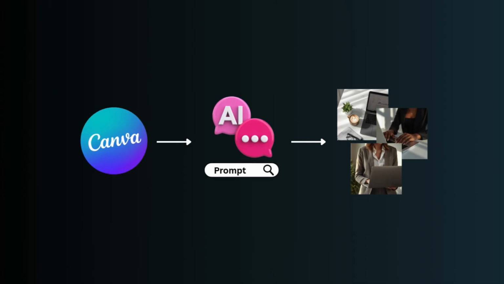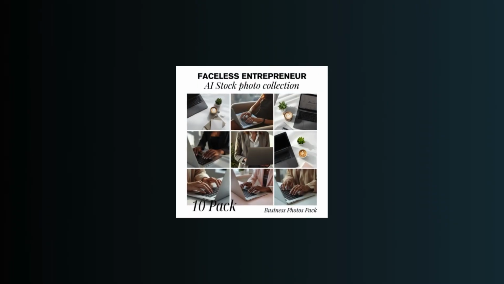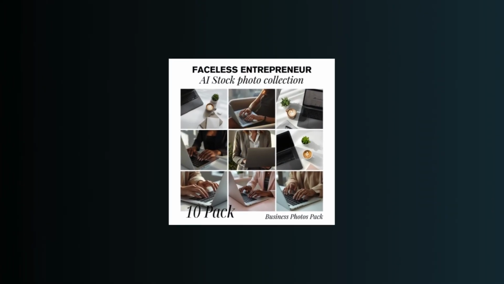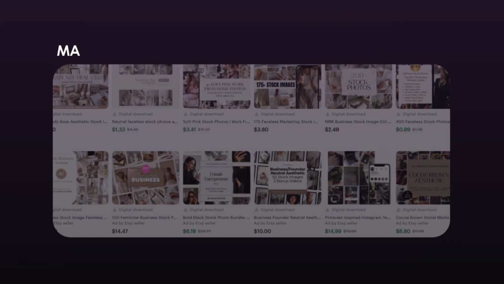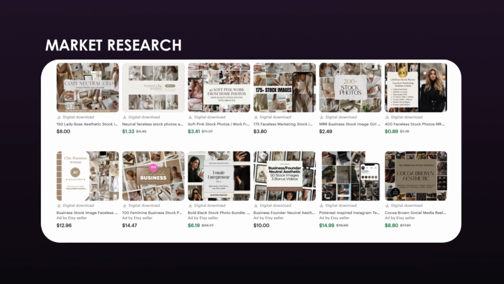Essentially, an AI stock photo bundle is a collection of high-quality, cohesive images that have been entirely generated using artificial intelligence. To get some solid inspiration for what kind of bundles might be popular right now, a great first step is to do some quick research on platforms like Etsy.